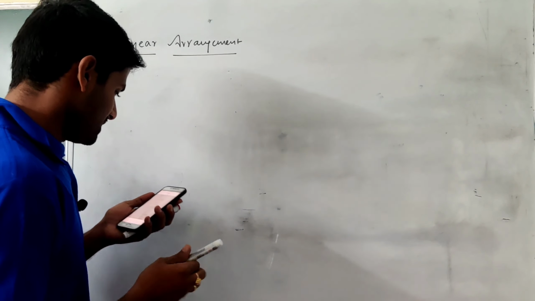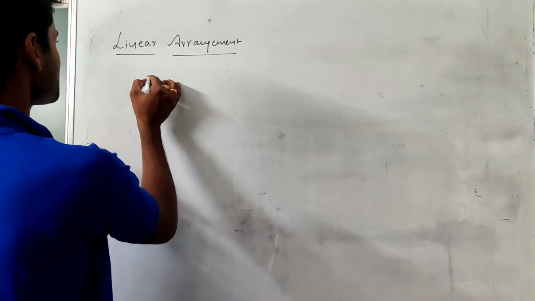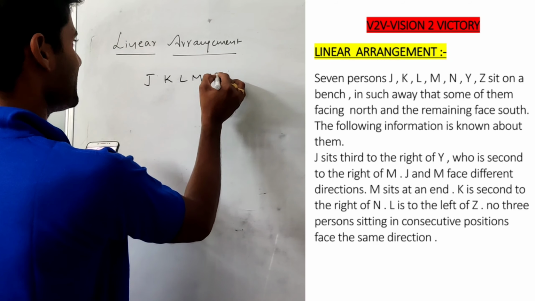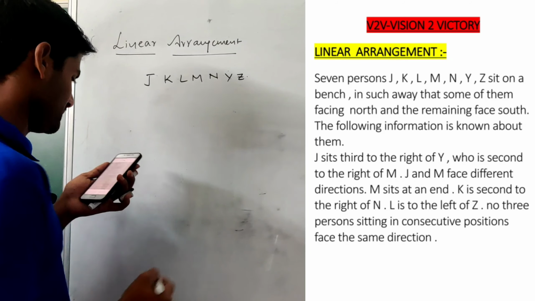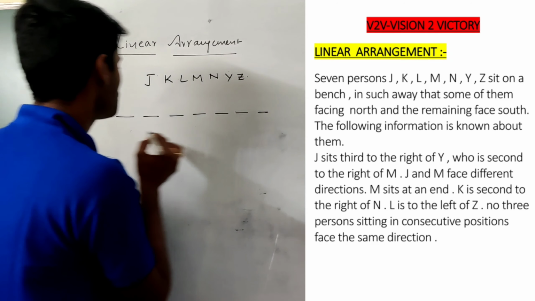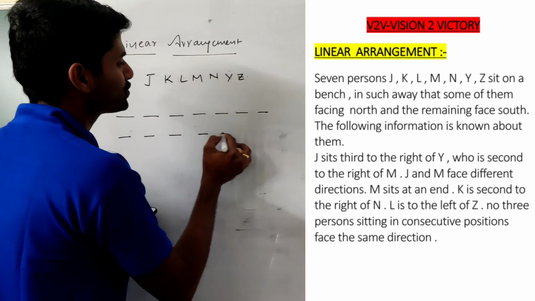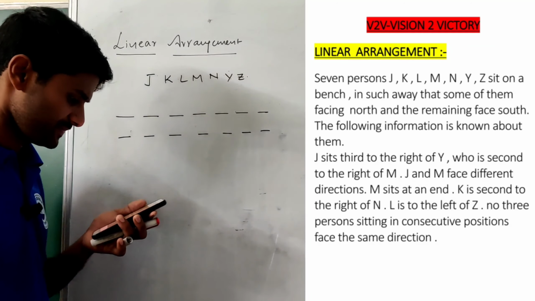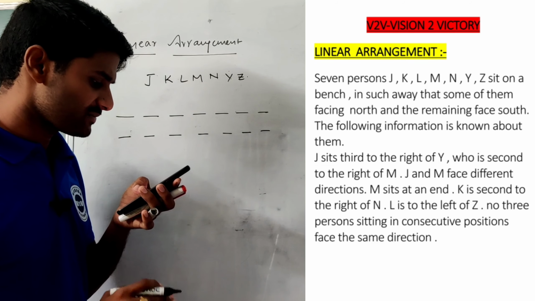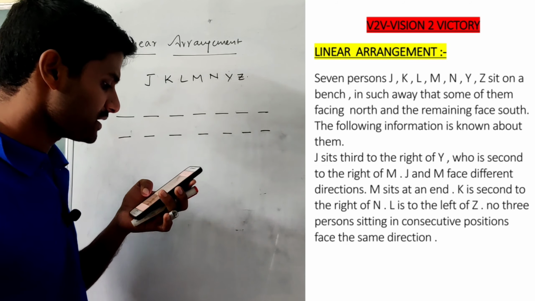See, 7 persons. Those 7 persons are J, K, L, M, N, Y, Z. These are the 7 persons. So I just indicated 7 positions. I will go to one more possibility. Take 2 possibilities while we start any question. Yes, that is a better way. Then, some of them are facing north and some are facing south. The following information is known about them.